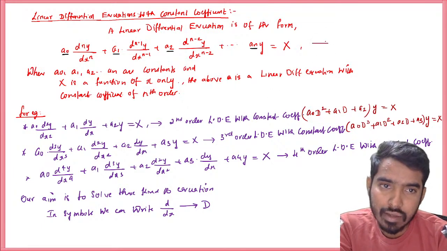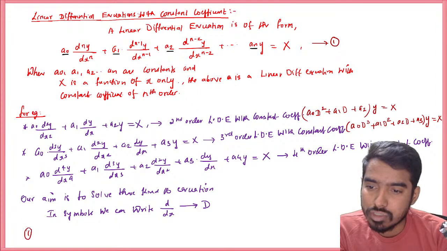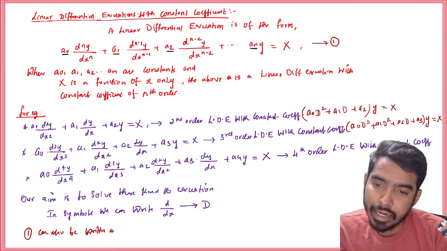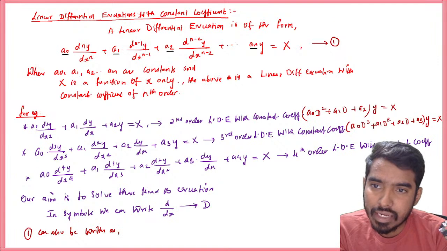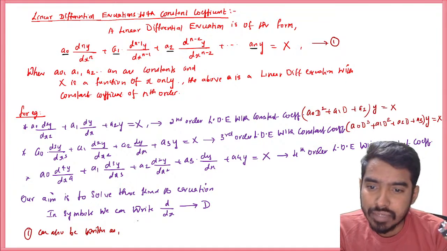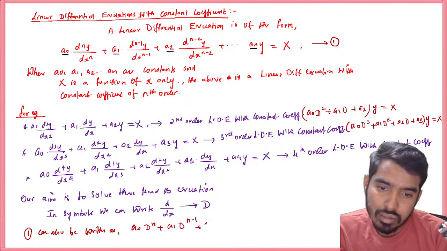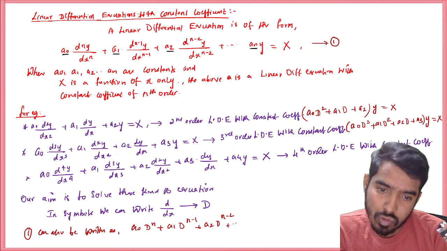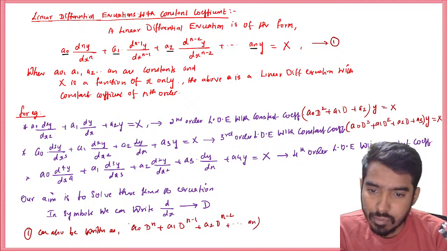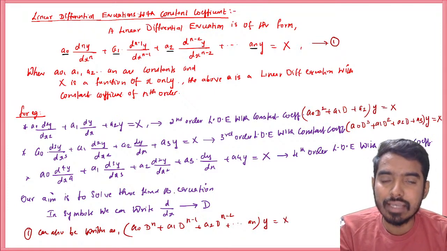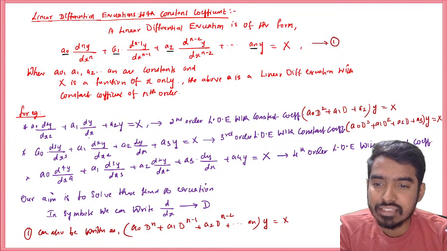So therefore I can write d^n by dx^n as D power n. You just take this y common in all. That means this is the same as a0 D power n plus a1 D power n minus 1 plus a2 D power n minus 2, and so on up to an, of y is equal to X. Both are the same. So from an exam point of view, if you see capital D, that is the same as d by dx.